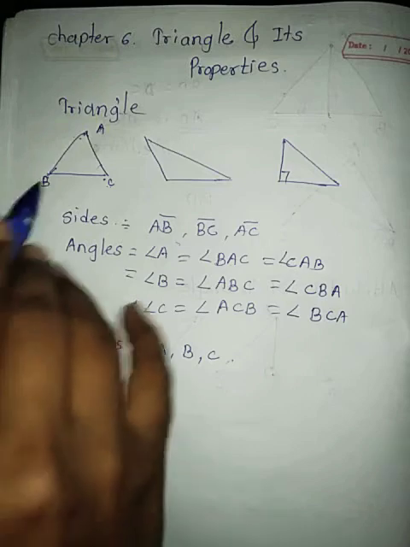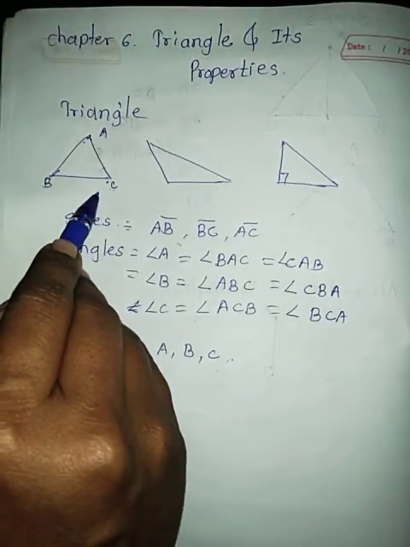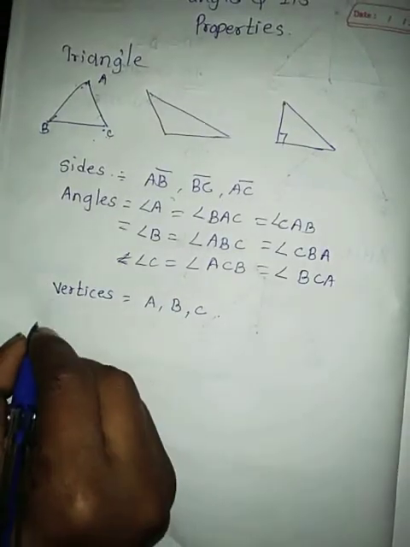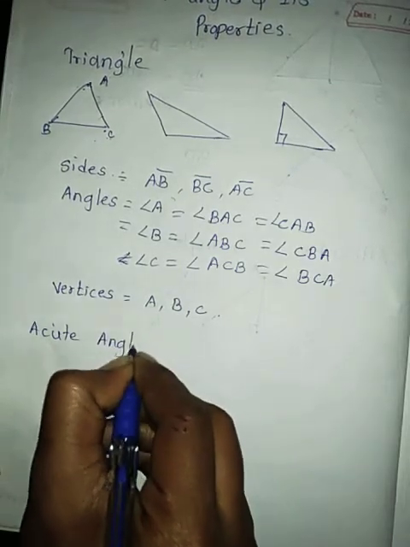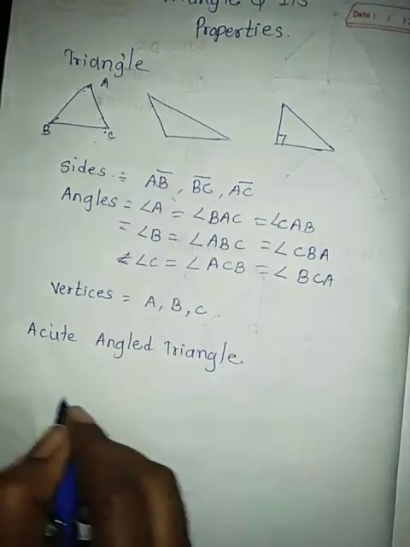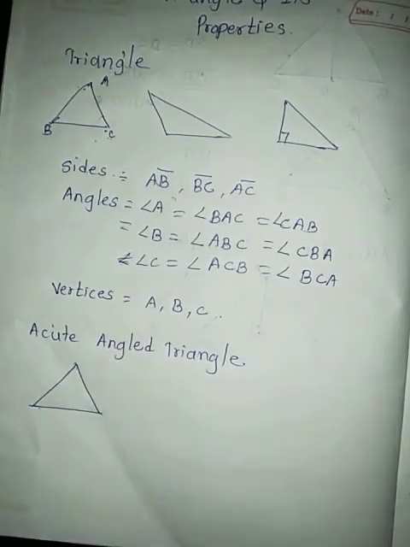Now first, see, this triangle is an acute angle triangle. Acute angle triangle. I'll explain it in a better way. An acute angle triangle is a triangle which has all three angles acute. Acute angle means what? Less than 90 degrees.